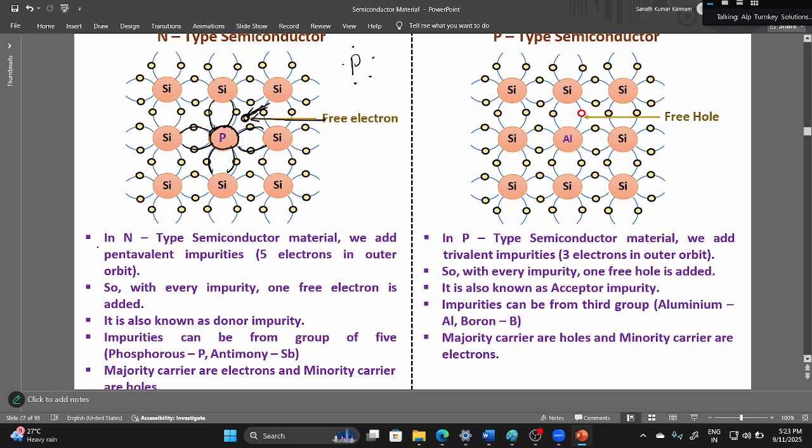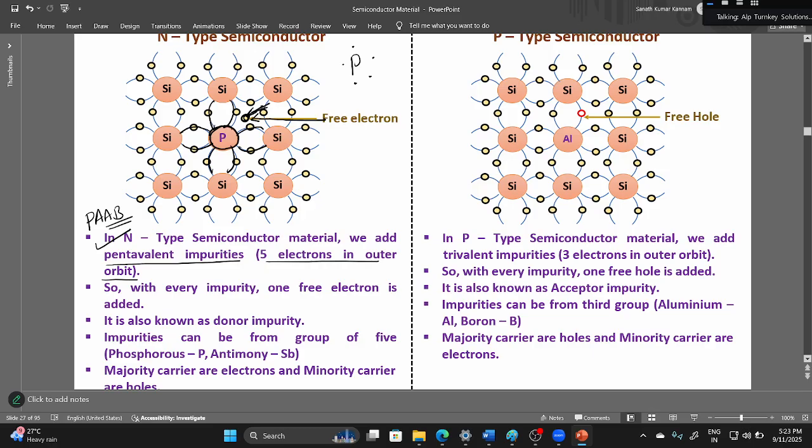Yes. See here, in N-type semiconductor, we add what? Pentavalent impurities. What are pentavalent impurities? Those have 5 electrons in the outermost orbit. Basically, we are using phosphorus, arsenic, antimony, and bismuth. And with every impurity, one free electron is added. This is also called a donor impurity.